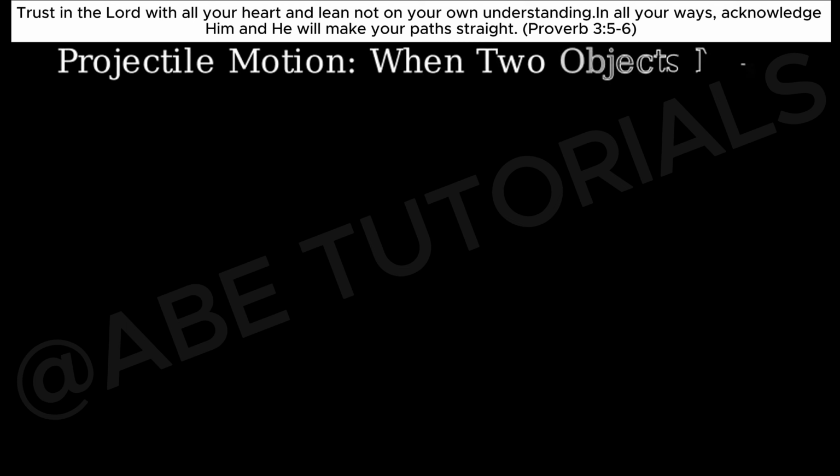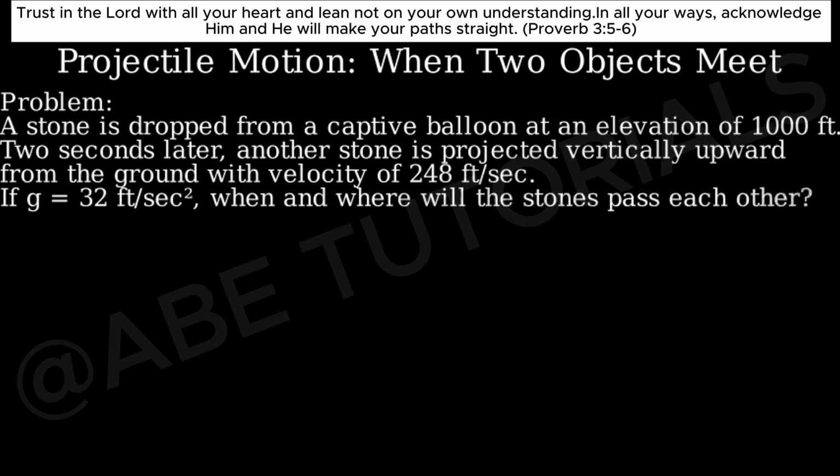Welcome to this physics problem involving projectile motion. Let's analyze a scenario where two stones encounter each other in midair. Here's our problem. A stone is dropped from a captive balloon at an elevation of 1,000 feet. 2 seconds later, another stone is projected vertically upward from the ground with a velocity of 248 feet per second. If g is 32 feet per second squared, when and where will the stones pass each other?